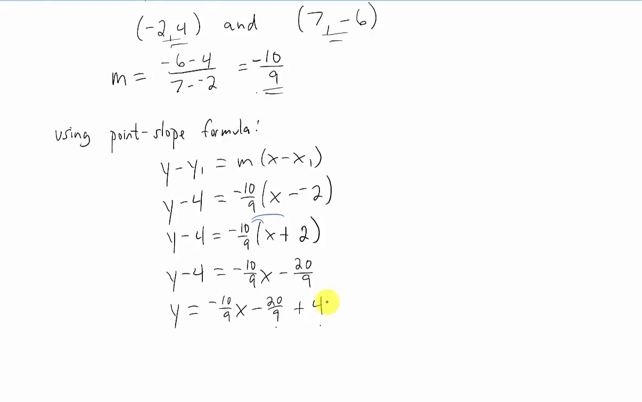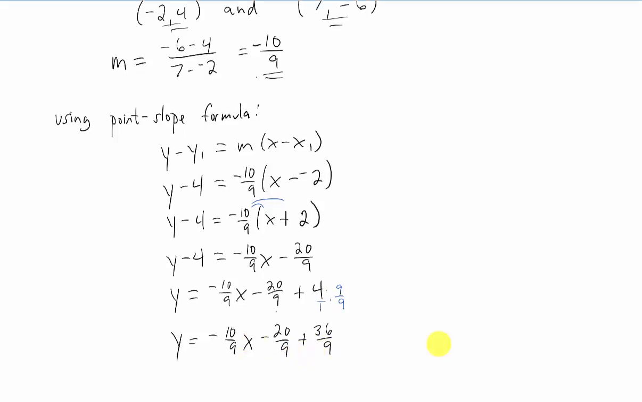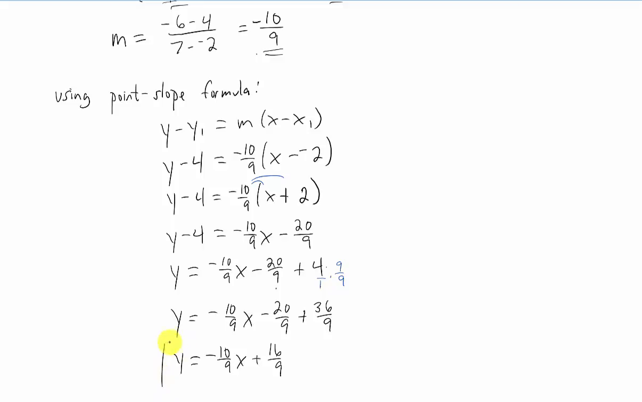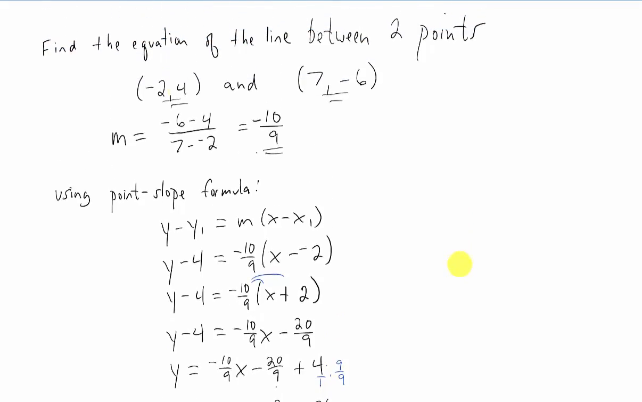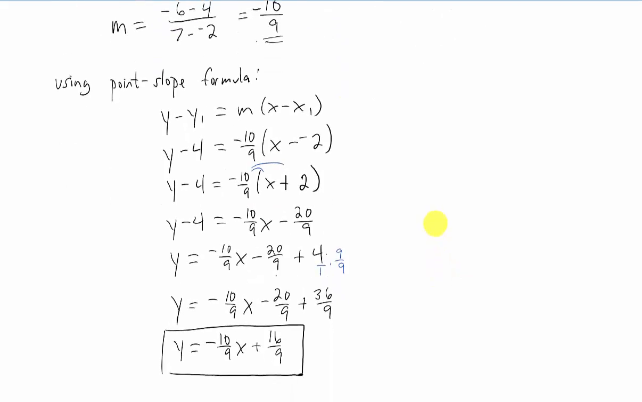What we need to do is find a common denominator between this 4, or we can think of it as 4 over 1, and the 29ths. The way that we do this is we multiply this by 9 over 9. That's going to convert the 4 into 36/9, and now we're allowed to combine these two fractions together. And we get the final answer for the equation of the line that passes through the 2 points that I made up here. That final equation is y equals -10/9 x plus 16/9.